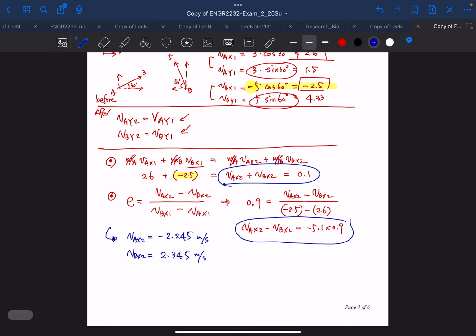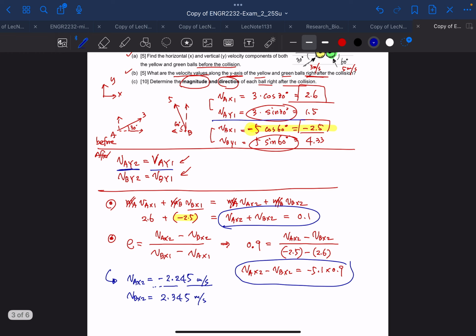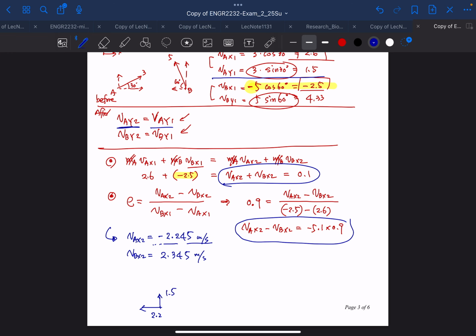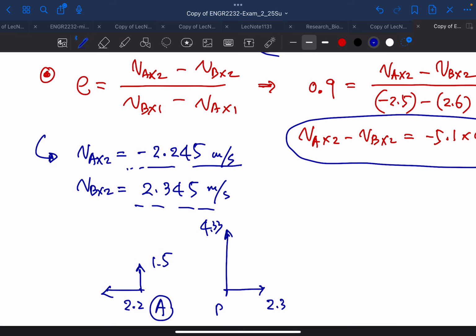So for A, it's going towards the left, like that, 2.2. And for the y direction, it is going up by 1.5. So this is 1.5, like that. And this is my A. And for my B, I have 2.3 something going to the right, and in the y direction, it has 4.33. So those are the components after the collision, and so the actual velocity has to be this and that, and we can find this angle, call it theta A and theta B.